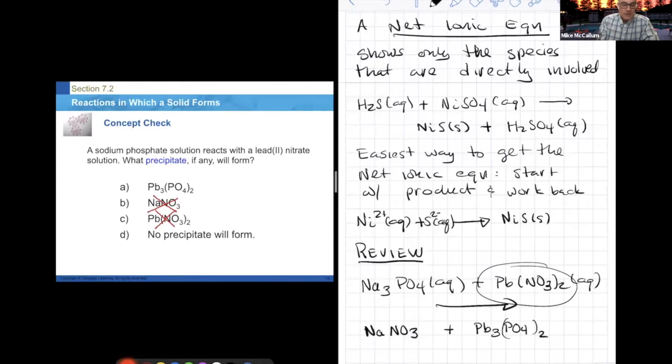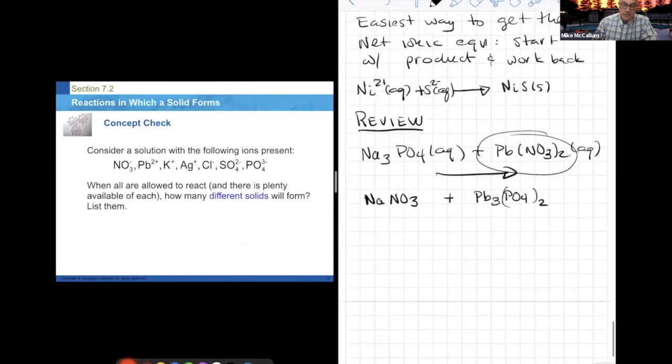Well, our choices here are no precipitate or lead 2 phosphate. And it turns out that phosphate salts are usually insoluble, and you'll also find that lead salts are usually insoluble. They're usually listed as exceptions for the more soluble salts. So I'm going to guess the answer is lead phosphate. And that turns out to be true.